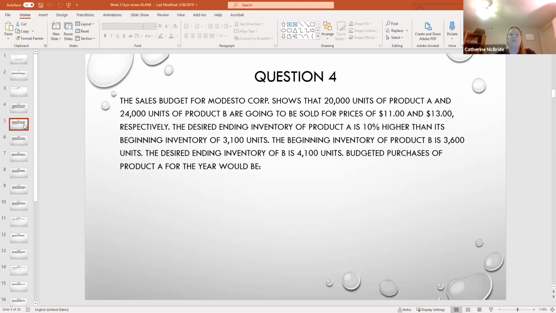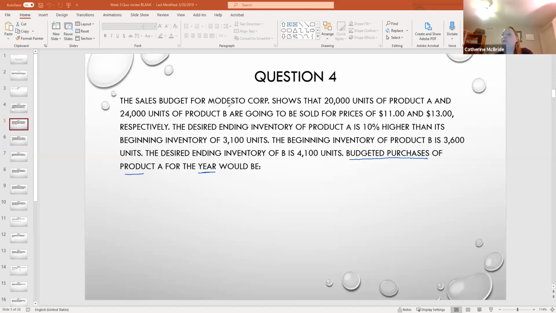All right, question number 4. We're actually not going to use some of this information, so it looks worse than it is. The first thing we want to do is figure out what we're trying to figure out. We want to know the budgeted purchases of a product for the year. So we want to know how much of this product we are going to have to buy for the year.